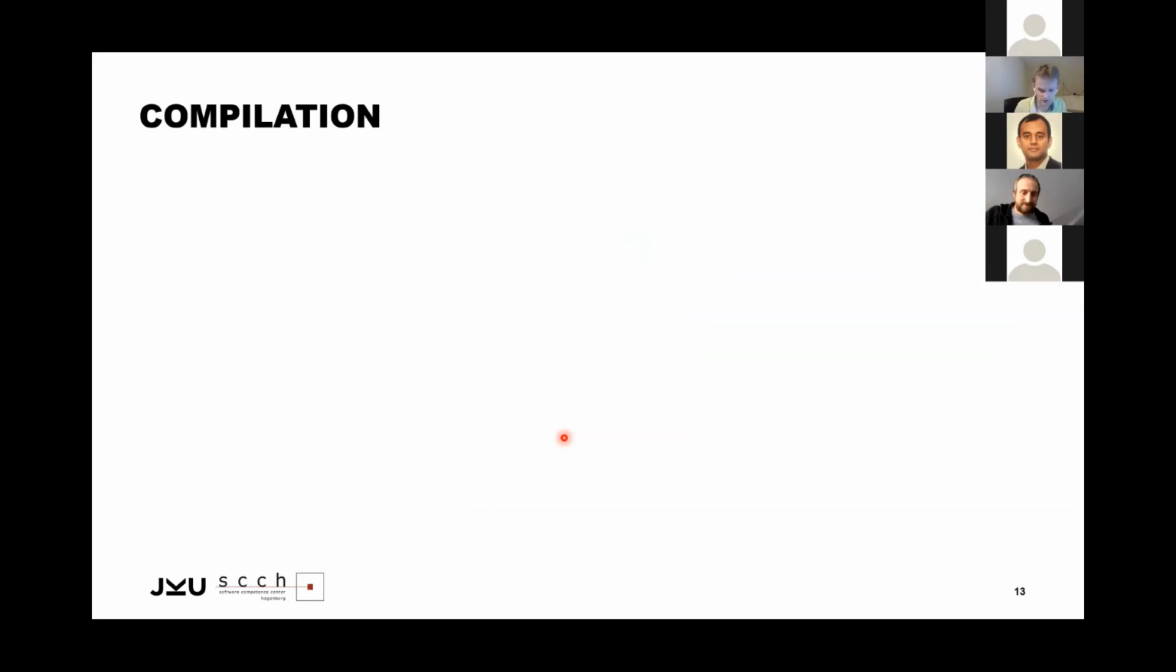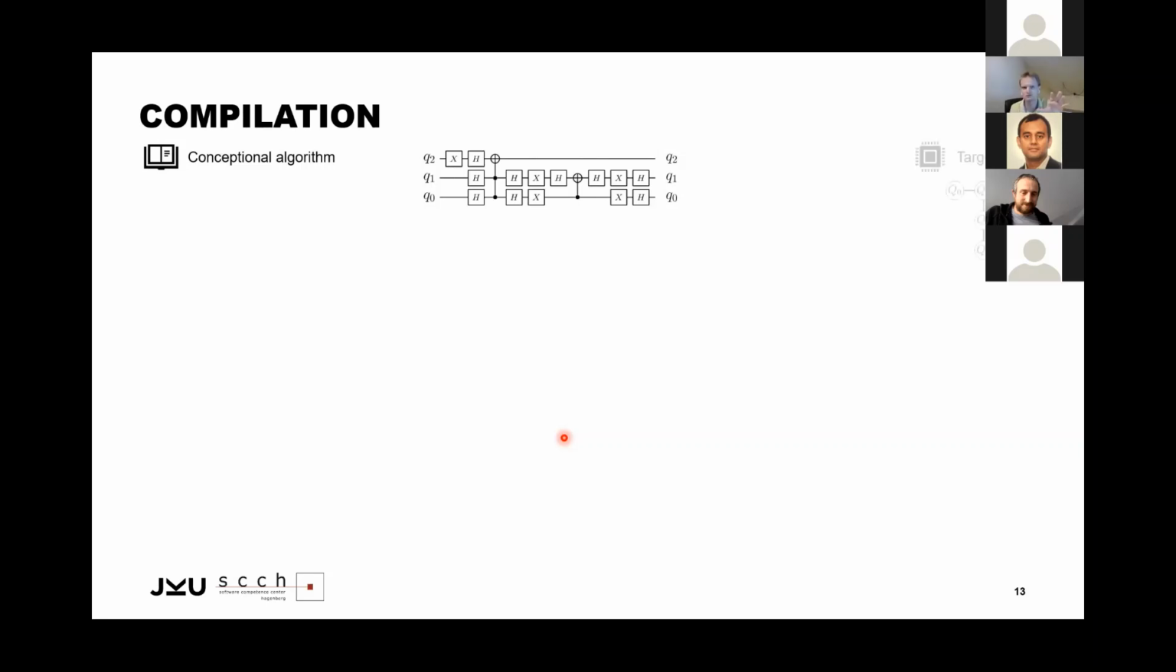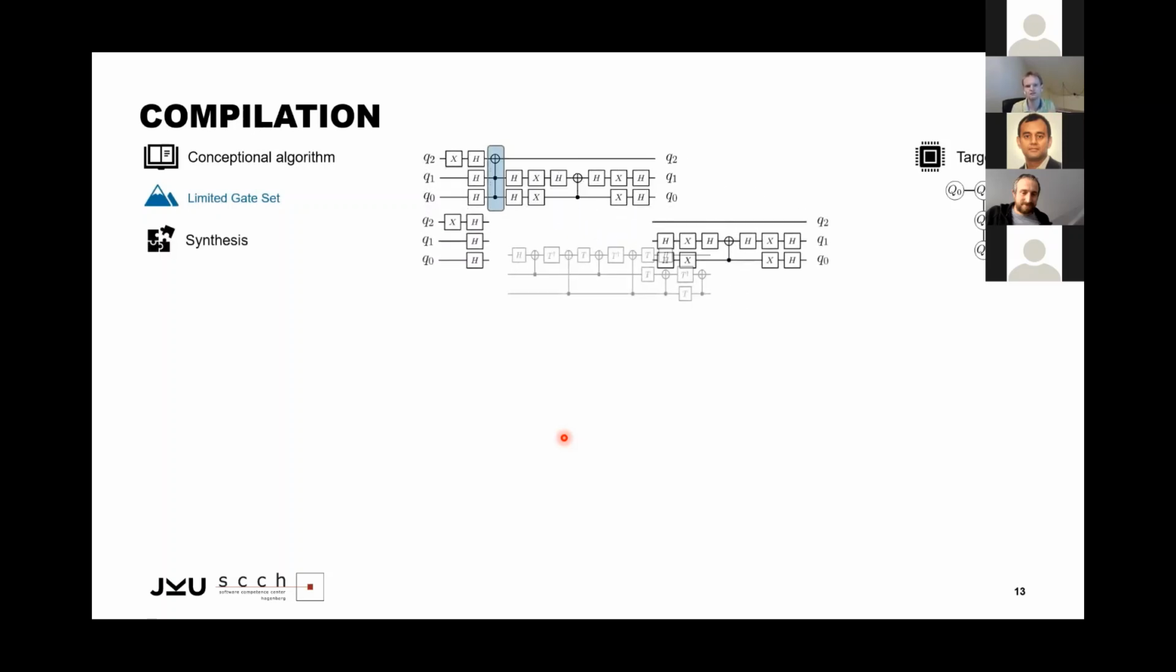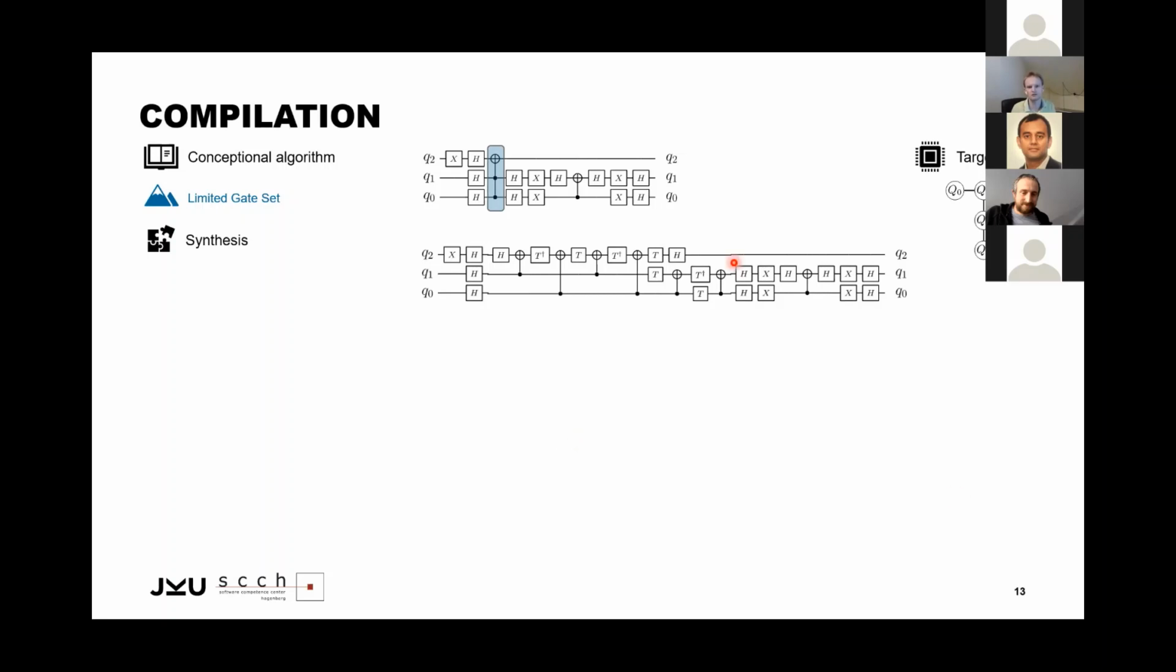Another issue where design automation expertise can help, obviously, is compilation. I don't want to get too much into detail because Ross covered that quite nicely in his previous talk. I just want to make a brief statement here. Compilation is basically: you've got your original conceptual algorithm, and you've got the target device, the target architecture, which has a limited gate set. Your first step is to realize your conceptual algorithm in a fashion which is composed of this limited gate set only, which is synthesis or compilation.